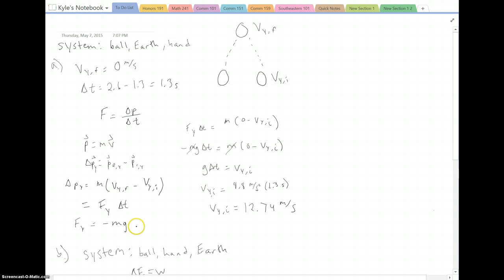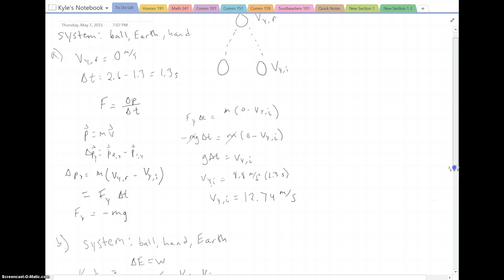and we know that the force is negative mg. Gravity is going to be pulling down on it. So the force times delta t is equal to mass times the velocities. Now we've plugged in 0 for our final velocity because we know that it's 0 at that point, and we simplify our equation to this. The mg instead of the force, the masses are going to cancel out. Now we're left with gravity times delta t is our initial velocity in the y direction, and just plug in our numbers and we get our answer, 12.74 meters per second.